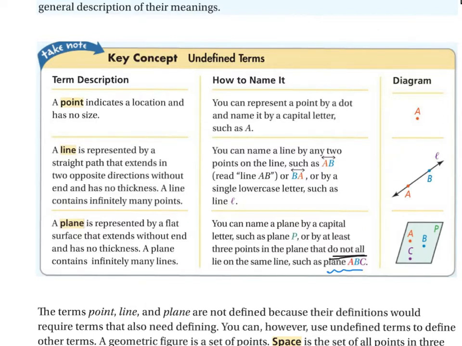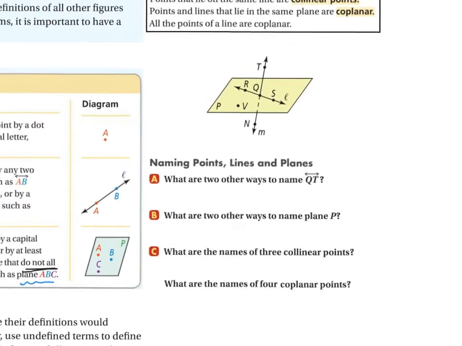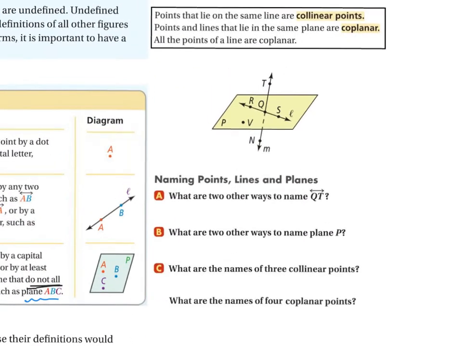Okay, let's do a little bit of practice. So what are two other ways to name the line QT? So QT is right here, and it goes all the way through. So let's talk about this diagram first. We have a plane right here. We have a line RS that looks like it's on the plane. And then TN looks like it is going right through the middle, and it's going above and below the plane, but it looks like the only point that's actually on the plane is that Q.